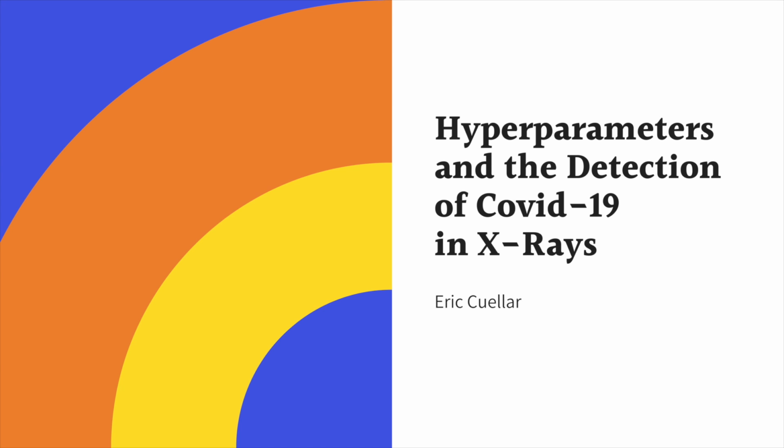In summary, I found that learning rate, one of the hyperparameters, which are just parameters set prior to training the model, did indeed have a significant influence on the model's ability to detect COVID-19, and I did not find significant influence of other parameters.